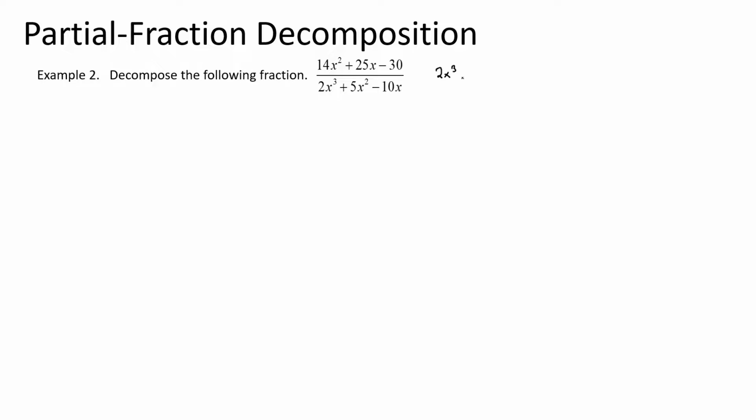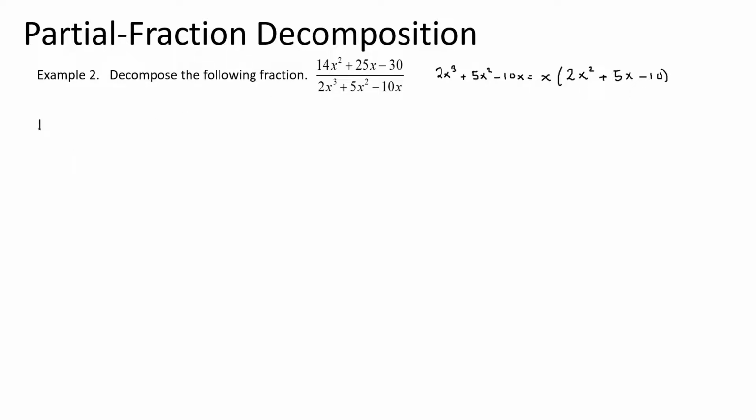2x to the third plus 5x squared minus 10x. They all have x in common, so I'm going to take out an x. This will become 2x squared plus 5x minus 10. And I believe 2x squared plus 5x minus 10 is not factorable, so here's our two factors. These two factors will be your two fractions that will decompose from your original fraction.